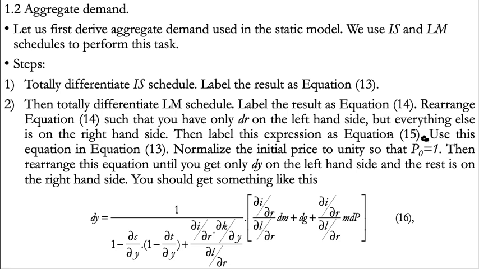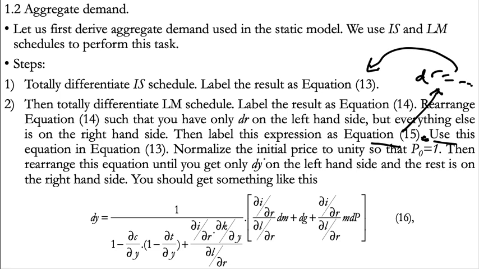Now, use equation 15 here, dr equal to something, isn't it? In equation 13, where we have the total differentiation of the IS schedule, you are going to see dr on the right-hand side. So the dr that you have found in equation 15, substitute this dr back into equation 13. That's what this statement means.